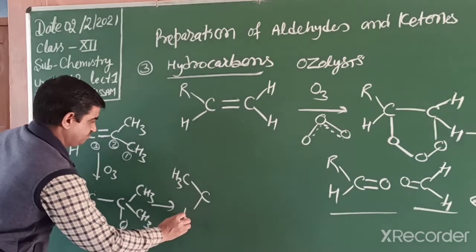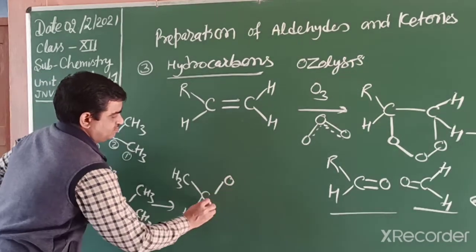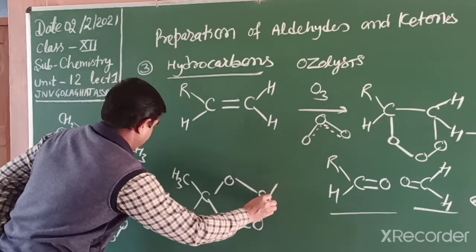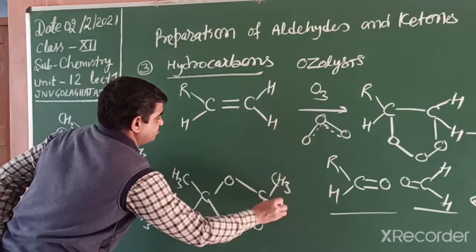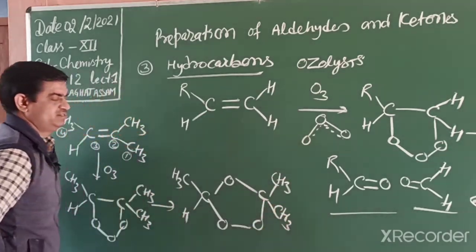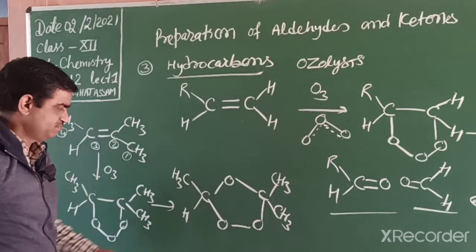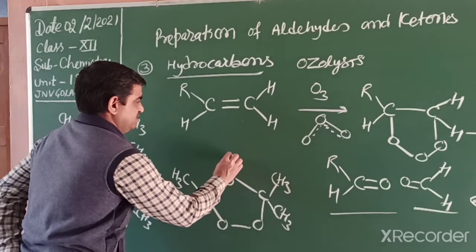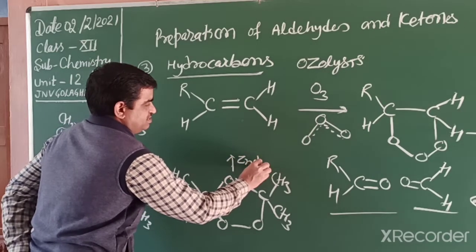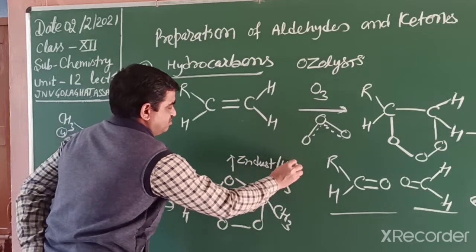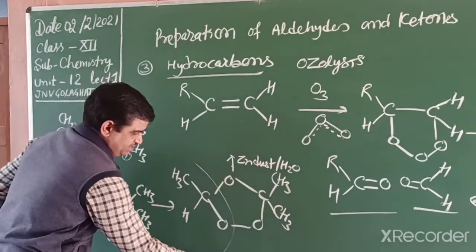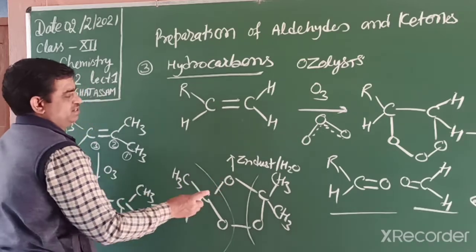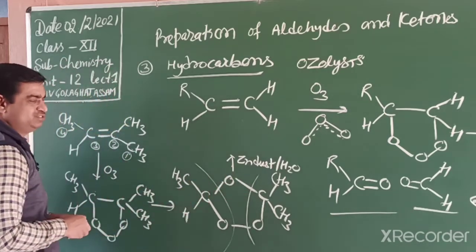Monoozonoid, such type of bonding is formed. After that, this one is the ozonoid, a stable compound. Further, it reacts with zinc dust and water. So what happens? Such a type of rearrangement occurs. A ketone or aldehyde is formed and oxygen is removed using the zinc.